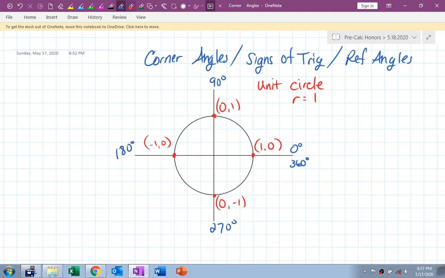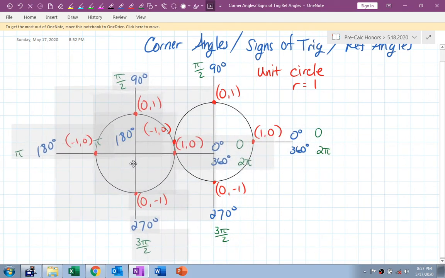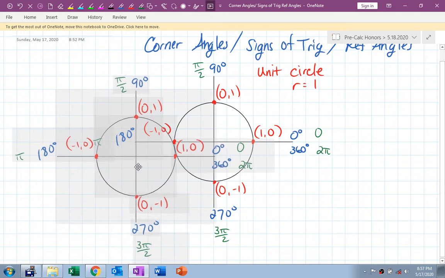Now you could do exactly the same thing, but in radians. Do the radians in green. So 0 radians. This is pi over 2. That's pi. 3 pi over 2, and 360 is 2 pi. So again, the blue right here is my degrees. The green is my radians. I'm just going to scoot mine over so I have a little bit more room to write some stuff for you.